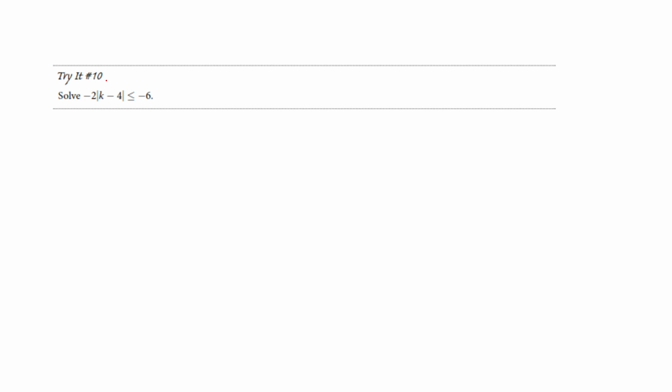Now, I want to work this inequality. This negative 2, you cannot distribute it. I know this is like a parentheses, but it's not the same. Only what is inside of here is inside that absolute value. That's the only thing that's magically going to turn positive in the end. So we're going to treat this as if it was a giant I don't know.